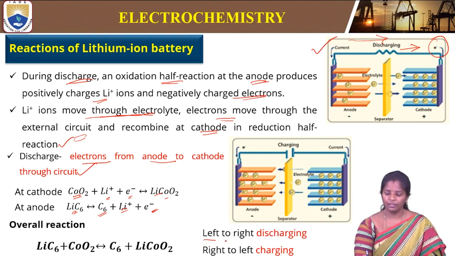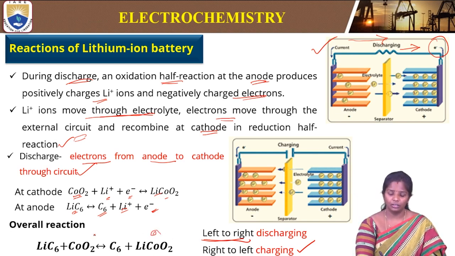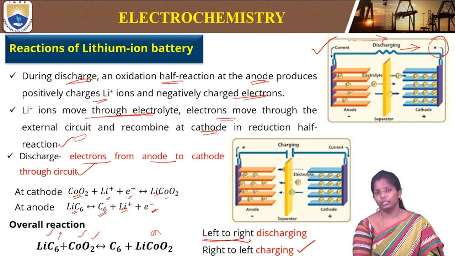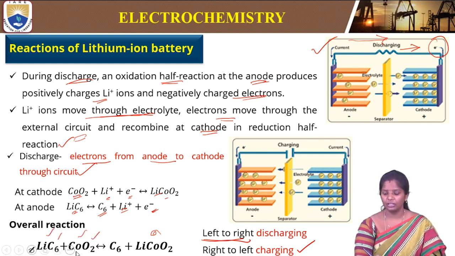The reaction will be from left to right during discharging, and during charging it will be from right to left. It means the lithium cobalt oxide will again convert to cobalt oxide and lithium in the graphite. So these are the reactions that will take place.